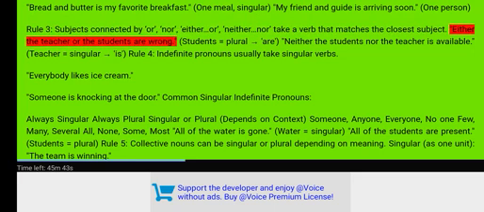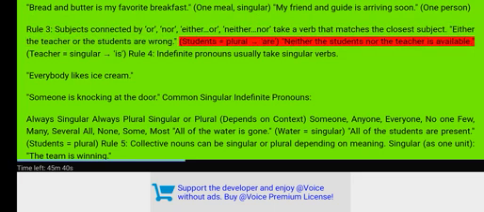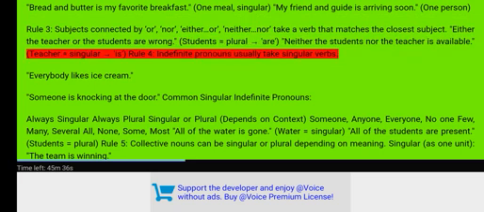Rule 3. Subjects connected by or, nor, either, or, neither, nor take a verb that matches the closest subject. Either the teacher or the students are wrong. Students is plural, so are. Neither the students nor the teacher is available. Teacher is singular, so is.